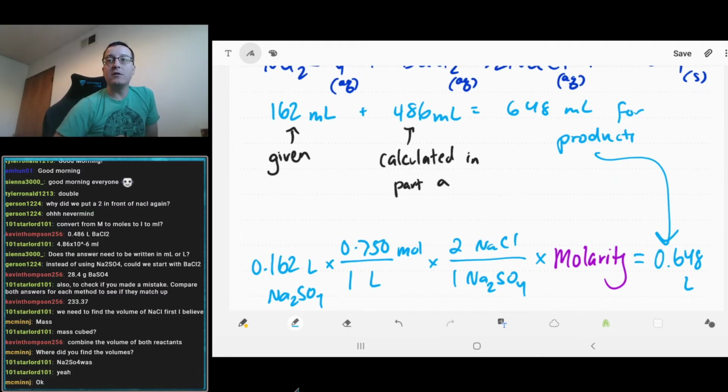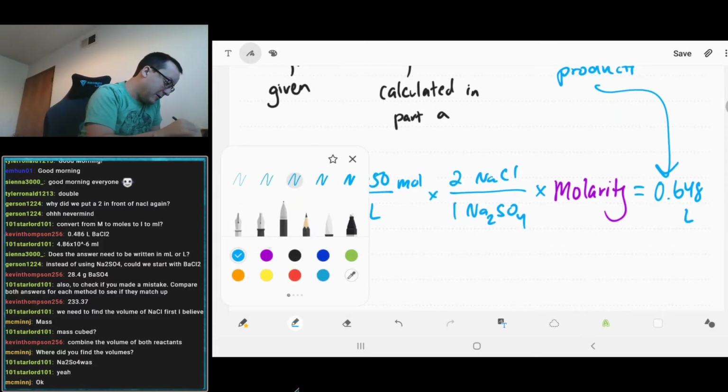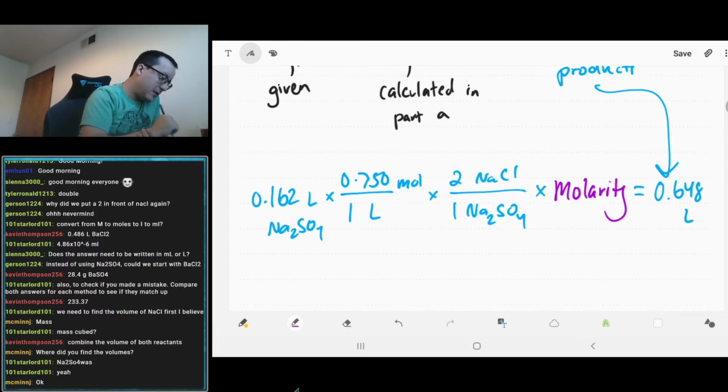So this just becomes like an algebra equation, right? Like we have all these numbers times x equals another number. We could solve for x, right? And so let's go ahead and do that. So 0.162 times 0.75 times 2.